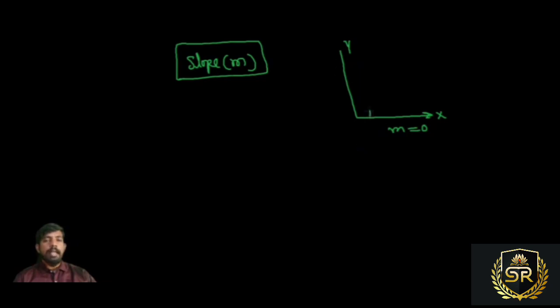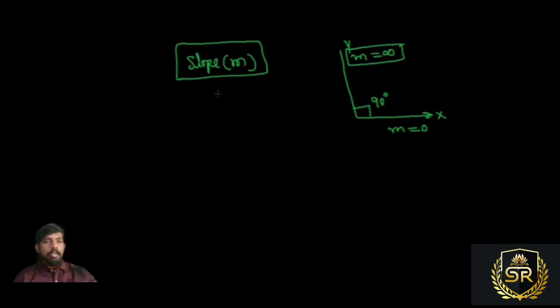And the y-axis is inclined at 90 degrees. That is the reason the slope of the y-axis is infinity, not defined. The slope of the y-axis is not defined, and the slope of the x-axis is 0. What is meant by slope? Any inclination or declination. If the line is a horizontal straight line, then the slope is 0.